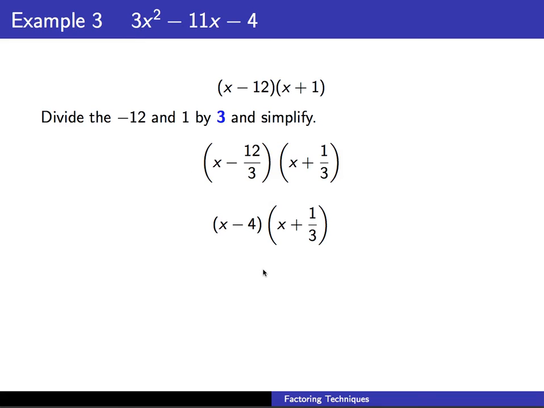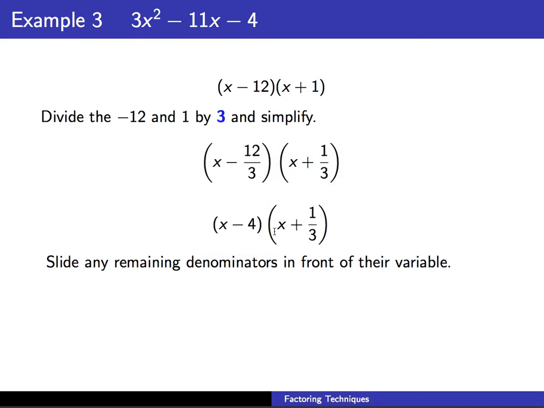Now, the last step is if you still have any fractions, like we have this 1/3 here, we're going to take this denominator and move it in front of the x that's right before it. So we're going to slide any remaining denominators in front of the variable that's right in front of them. In this case, we're going to take this 3 and slide it in front of this x, and we get 3x plus 1. Now if you multiply this out, x minus 4 times 3x plus 1, and combine your like terms, you will get 3x squared minus 11x minus 4.